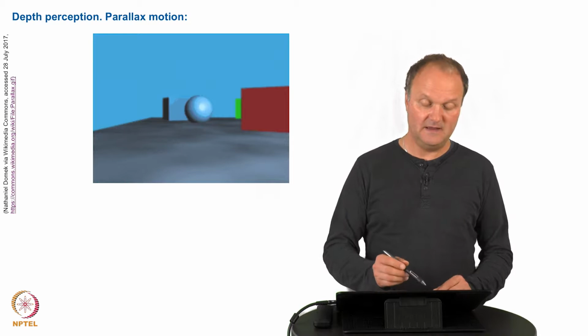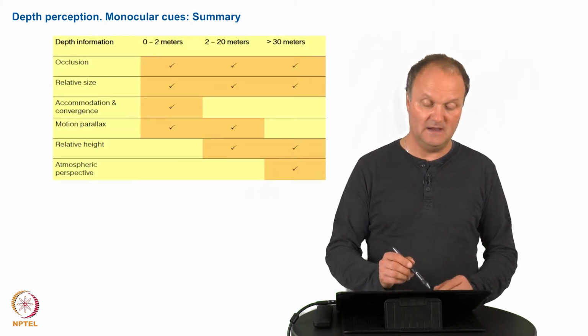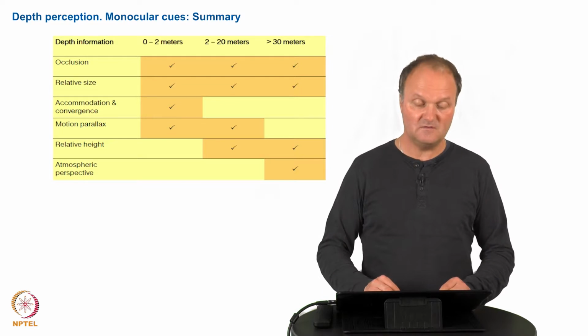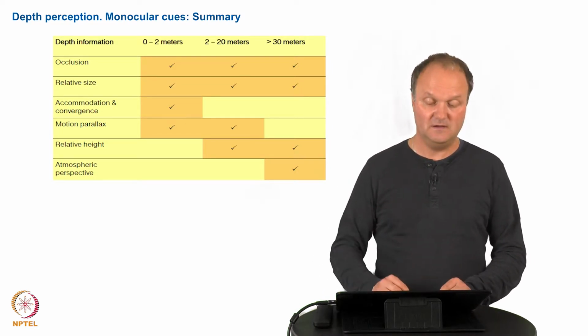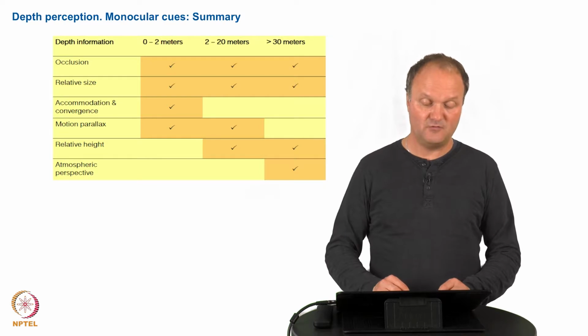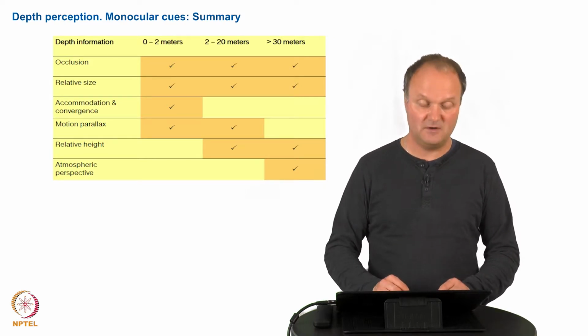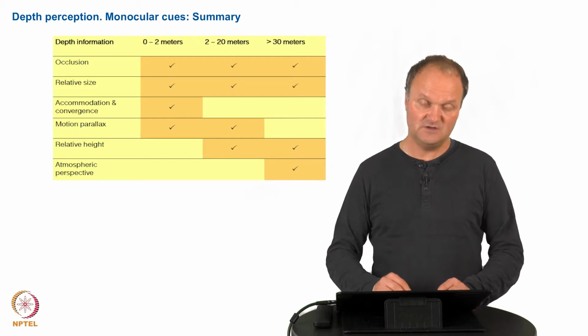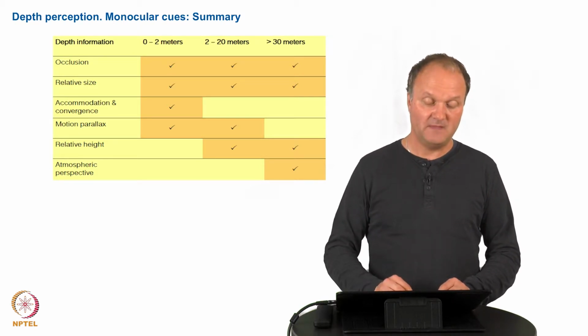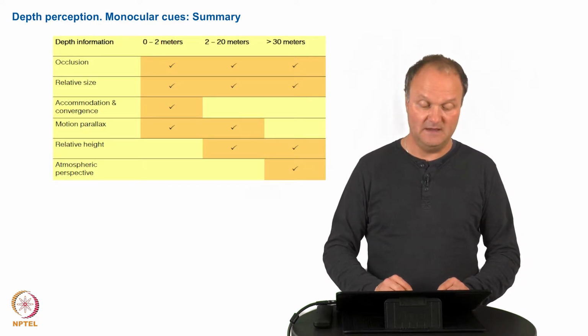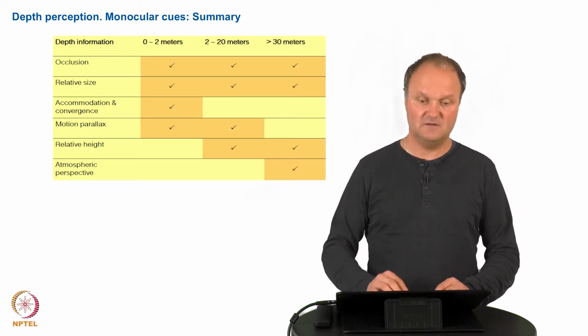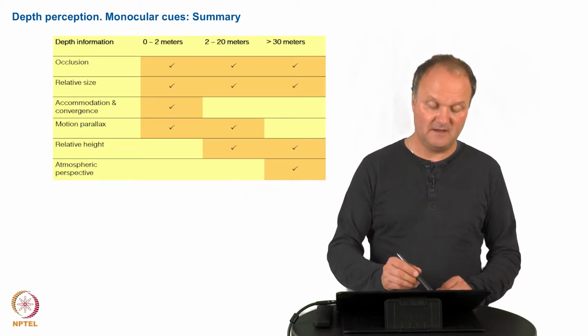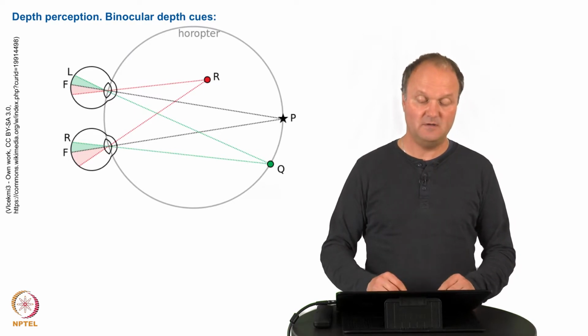These static and dynamic monocular cues are effective at different distances, and you see an overview here in the table behind me. There's, for example, the principle of atmospheric perspective and relative height, which is more effective for distant objects. And there are principles like occlusion, relative size, accommodation, and motion parallax, which are more effective at closer distances to the observer.